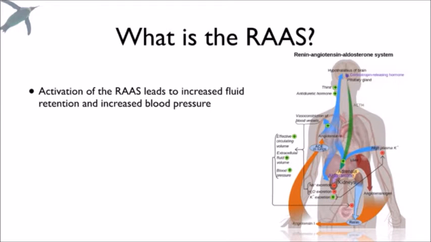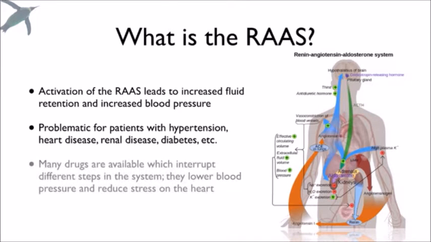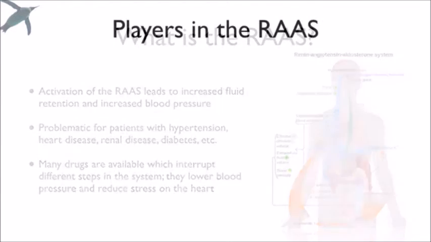When the RAAS system is activated, you get fluid retention as well as vasoconstriction, and both of those things will increase blood pressure. And this is problematic for patients who are dealing with hypertension, heart disease, renal disease, complications due to diabetes, etc. Many different drugs affect various aspects of this system, and we're going to go through those and understand how you can take out different steps along the pathway. Currently, these drugs are going to lower blood pressure and reduce stress on the heart.